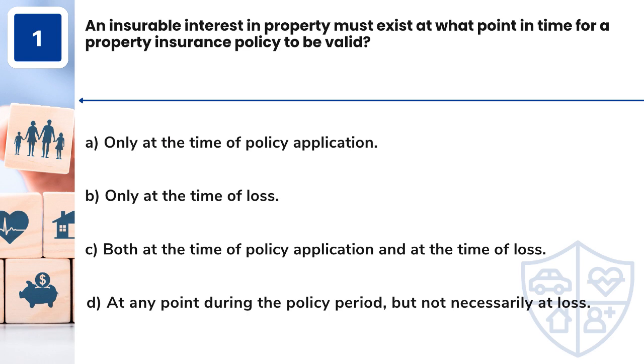Question 1. An insurable interest in property must exist at what point in time for a property insurance policy to be valid? A. Only at the time of policy application. B. Only at the time of loss. C. Both at the time of policy application and at the time of loss. D. At any point during the policy period, but not necessarily at loss.